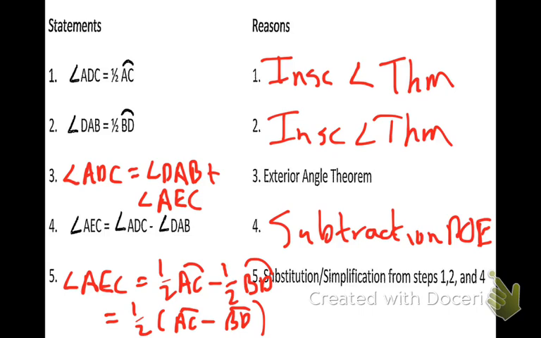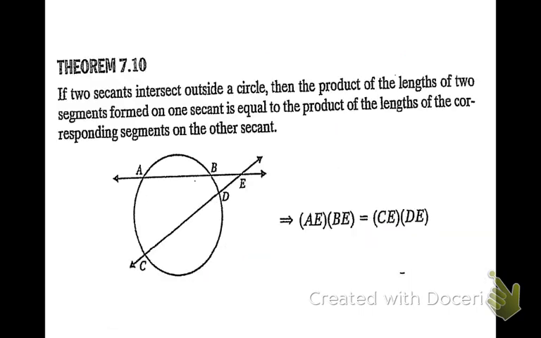The other theorem that deals with secants is this theorem. If two secants intersect outside, so this deals with the segment lengths. Just like with chords, we had one that dealt with segment lengths. Now we got one with secants. It says two secants intersect outside a circle, then the product of the lengths of the two segments formed on one secant is equal to the product of the lengths of the corresponding segments of the other secant.